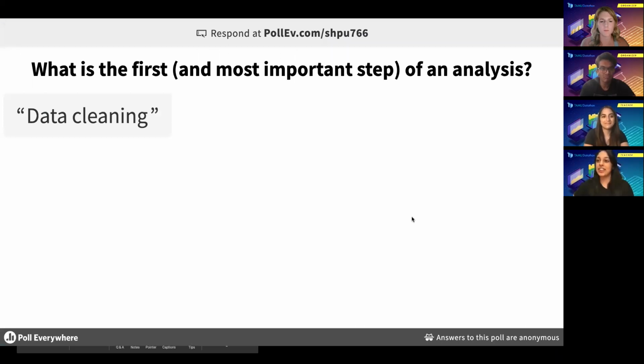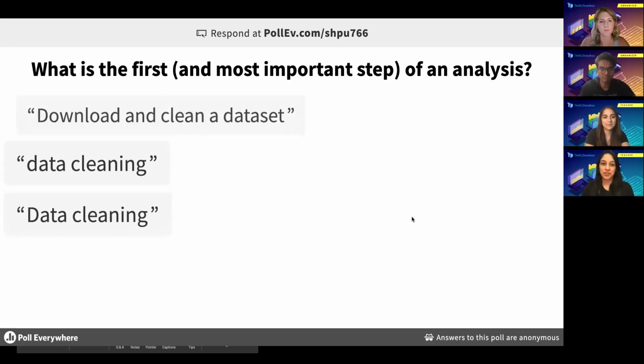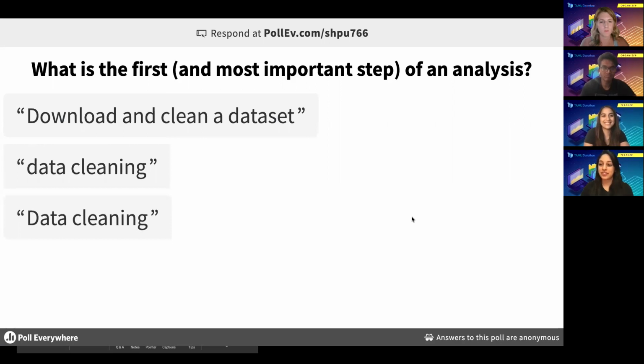Data cleaning. Yeah, that's definitely an early step. A lot of data requires cleaning. Seeing a lot of repeat answers. Any other thoughts? Yeah, after you clean the data set. Or before, maybe there's other. Yeah, true.